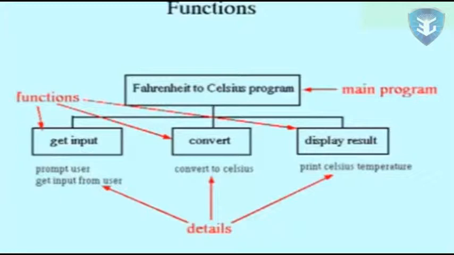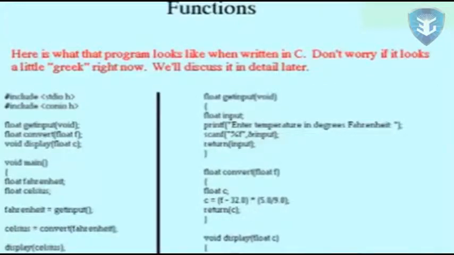So if we take a look at this, we have a main program here called the Fahrenheit to Celsius program, and we have three functions built into this main program. We have a function called getInput, a function called convert, and a function called displayResult. Here's what the program looks like when you write it in C.